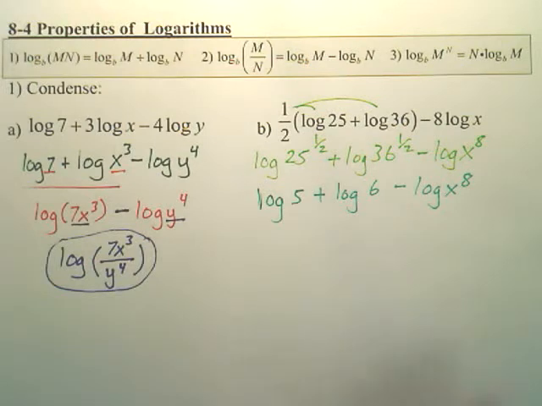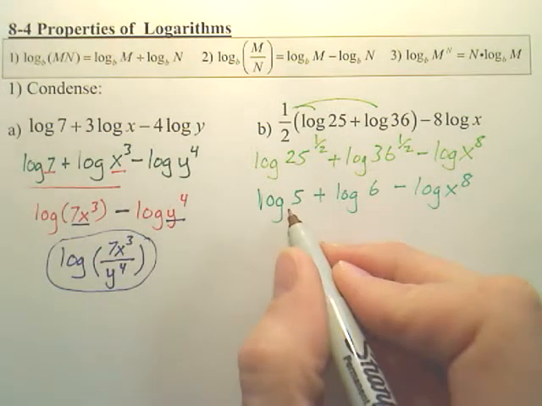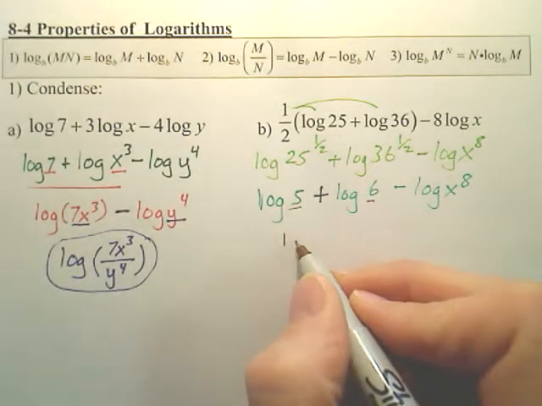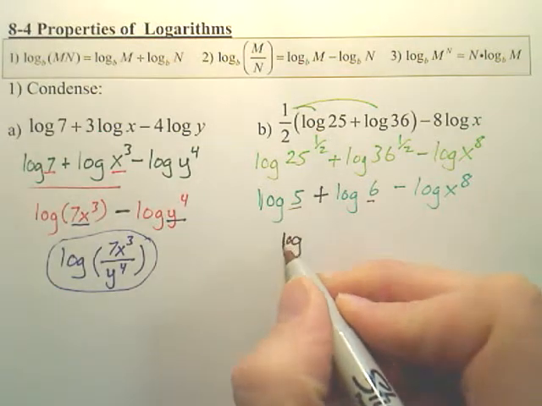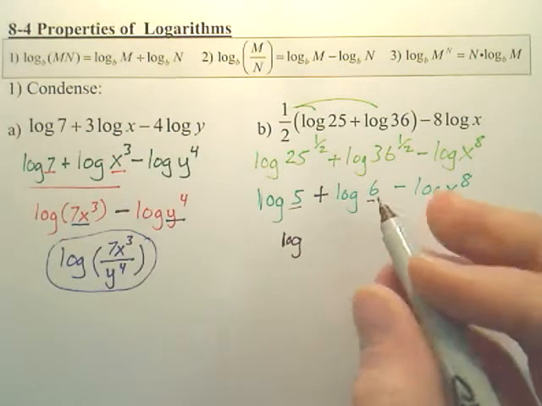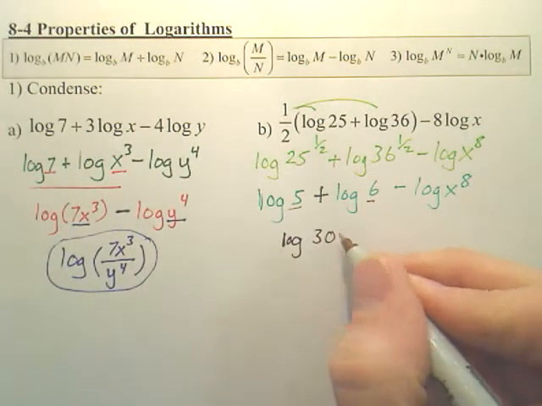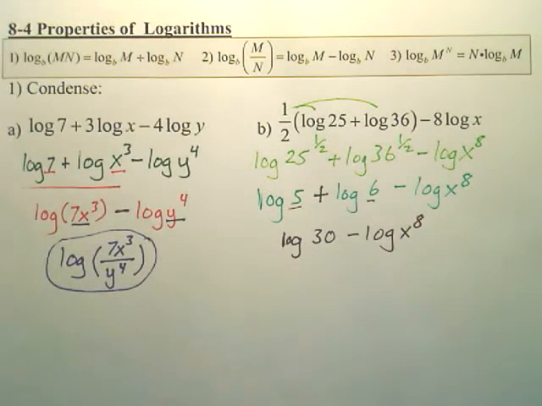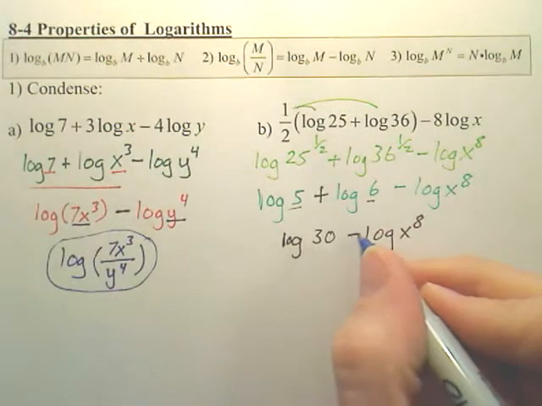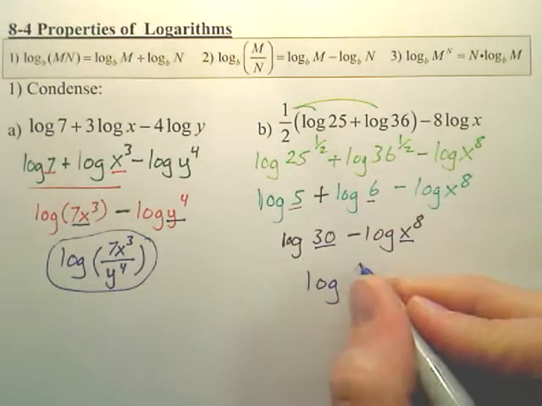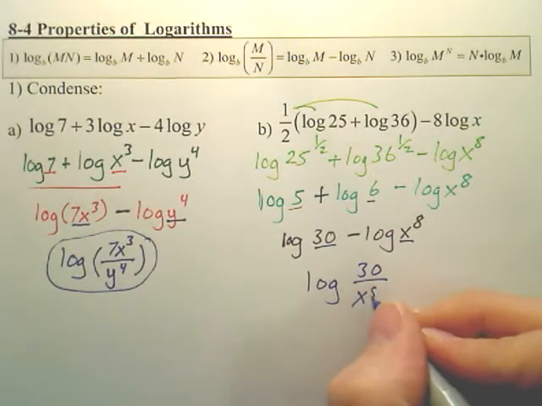So our next step is to take left to right. We just take each piece. And this plus means, in order to condense, that's a log. In order to condense, what are we going to do with the 5 and the 6? We're going to multiply them. So that's going to be 30. You can multiply 5 and 6 and get 30. And the last step, well, what does a minus mean? We're going to take these two pieces. Minus means divide. So it's going to be log 30 over x to the 8th.